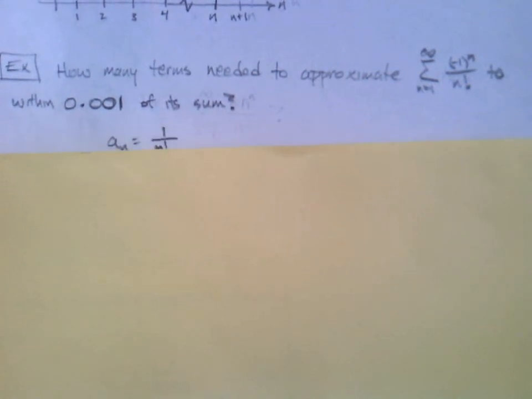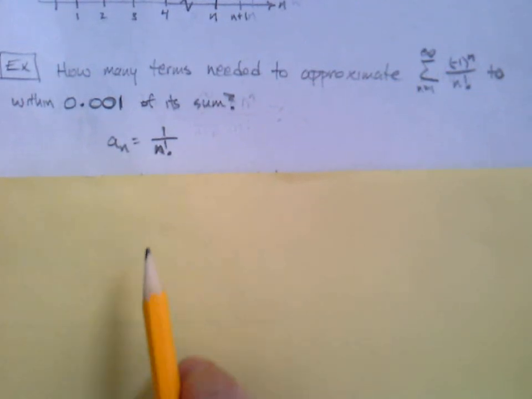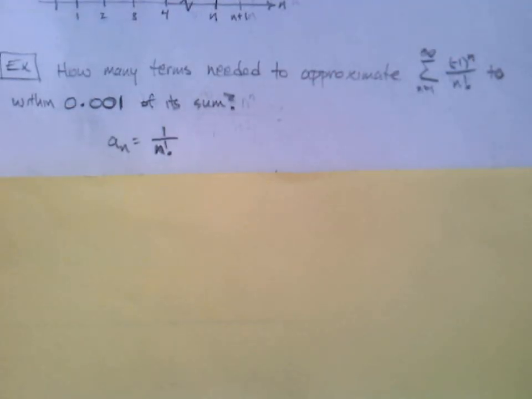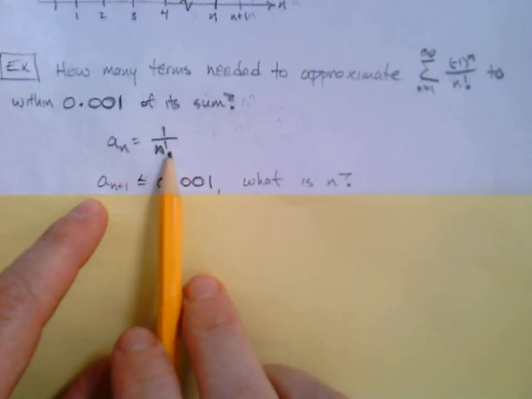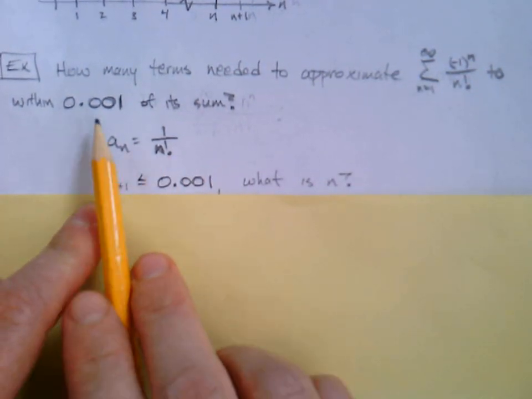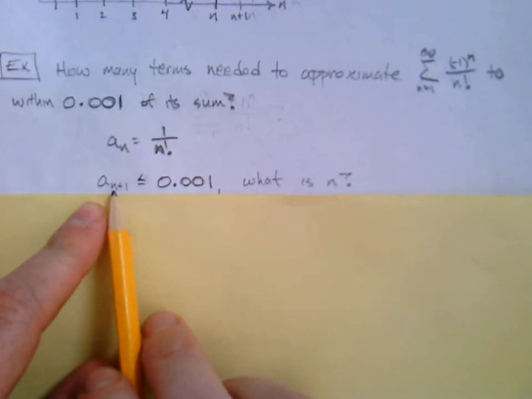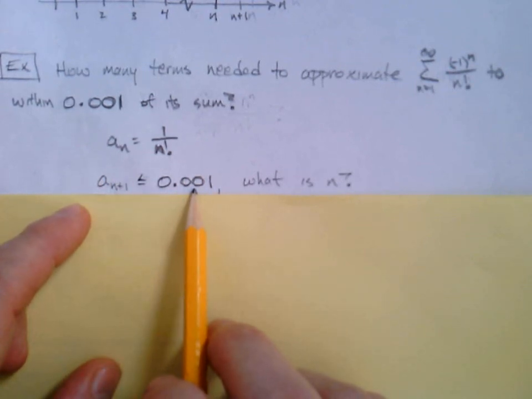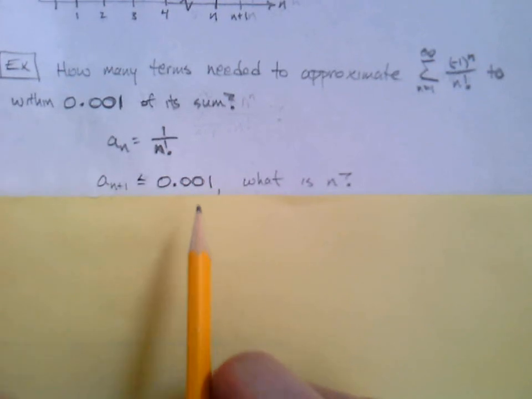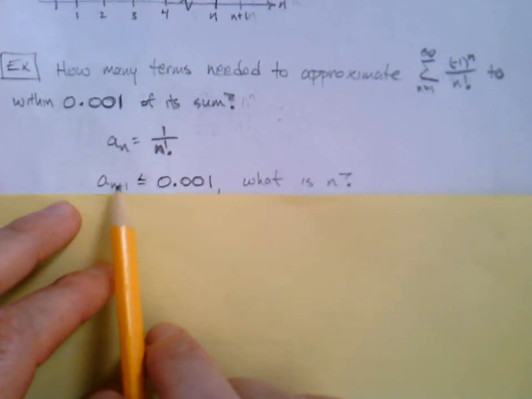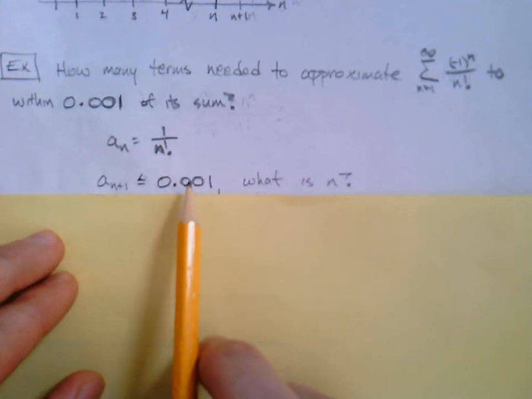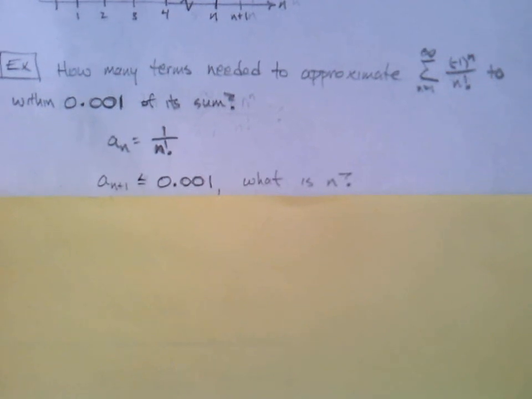Okay. Well, let's see here. Here's what we're going to do. We're going to note what the a sub n is, the non-alternating part. And then we're going to think, all right, the next term after a sub n, if it's going to be within 0.001, then a sub n plus 1 is going to be less than or equal to that. So this value needs to be smaller than or equal to what we need it to be within. Then I'll know the remainder is less than this. So the remainder is definitely less than that. Hopefully that logic is clear.